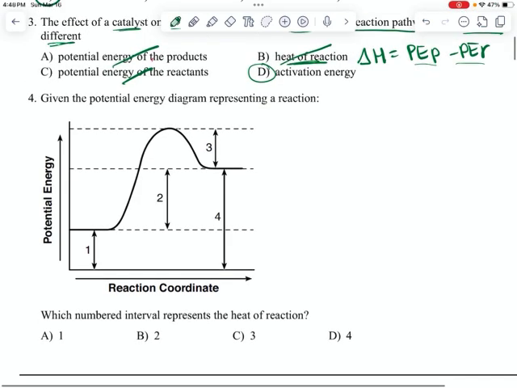We just talked about how heat of reaction is pepper. This is my PE reactants. This is my PE products. The difference between them is 2. So that's my answer.